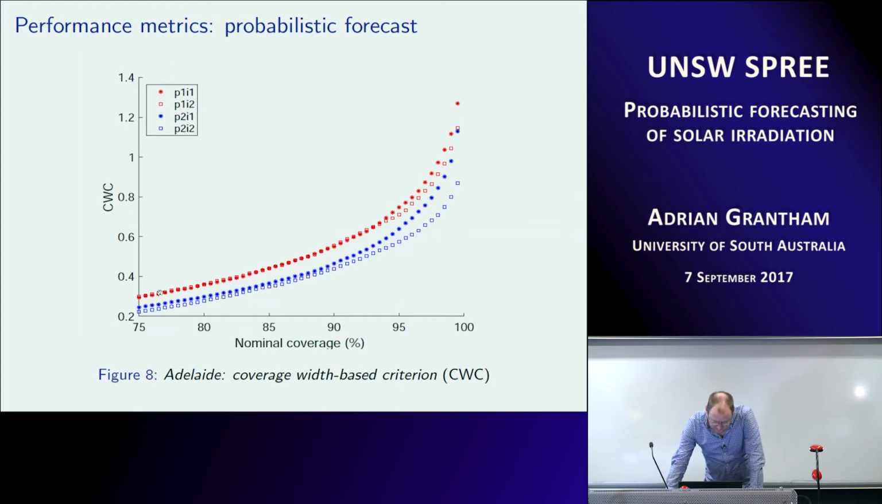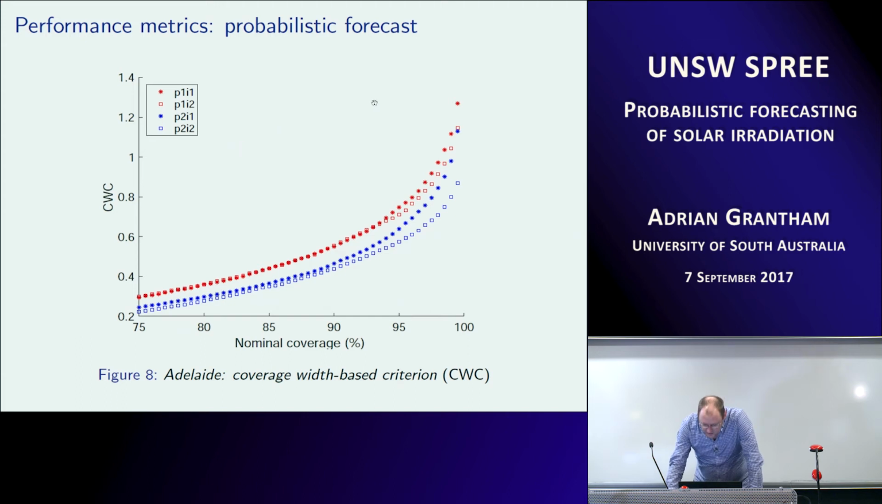There's two things to note. The blue markers are always lower, which means that it's better. Now the blue stands for our second version of our point forecast, which is not surprising because we got better results for our point forecast. So that's good. It's what we were expecting.